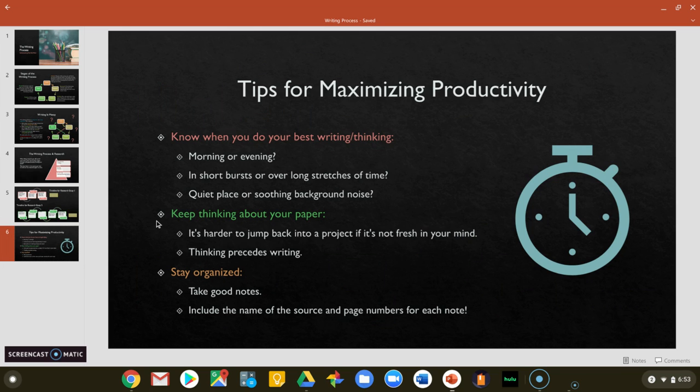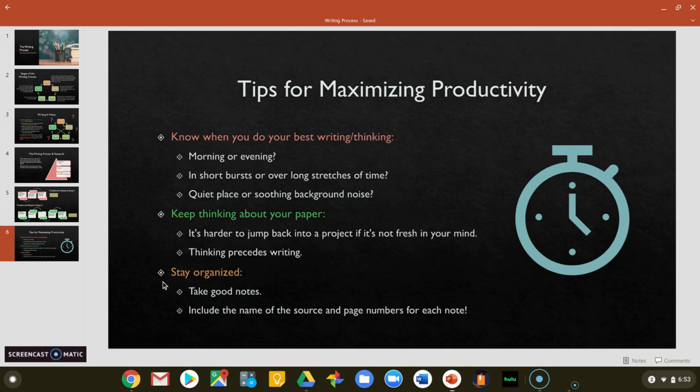Second, keep thinking about your paper. You cannot write anything if there's no thought behind it. So thinking always precedes writing. If you haven't thought about your paper and what you're going to do, you'll likely sit down at a blank screen and not have anything to say. So keep thinking about it. Even if you're driving to work or in the grocery store, keep your paper in your mind.